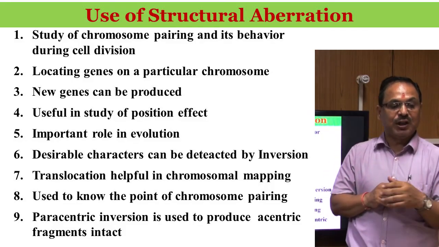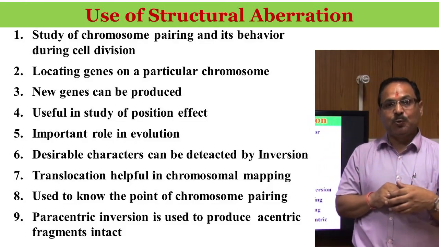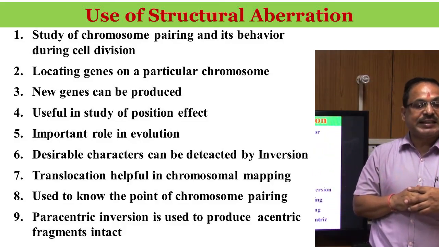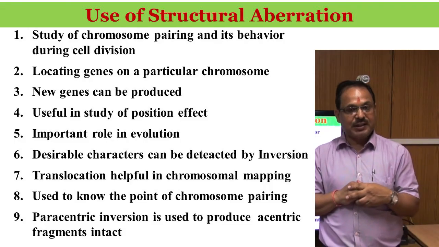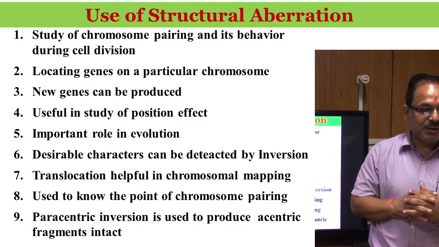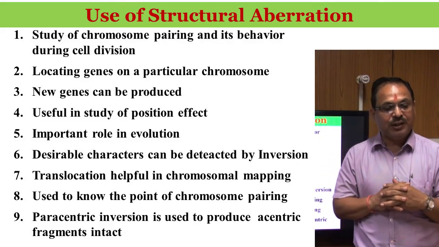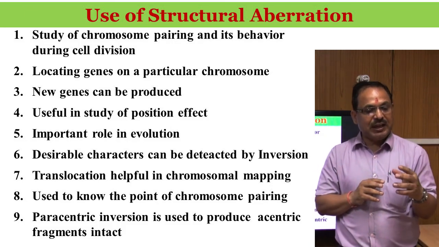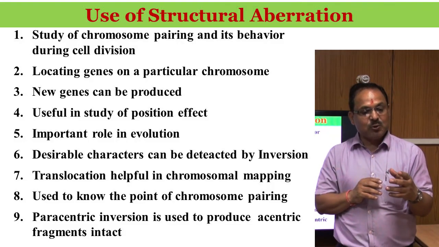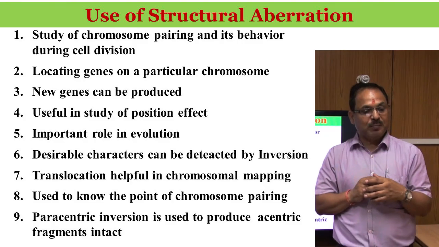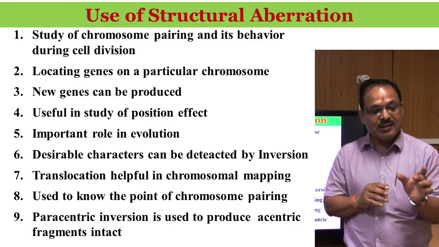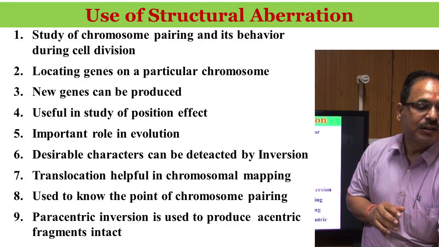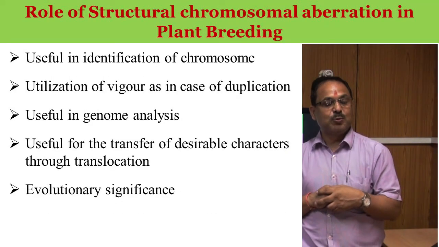Sometimes it also produces new genes like duplicate genes and polygenes with these structural aberrations. It is useful in studying the position effect of genes, which is very important, and it plays a greater role in the process of evolution. Sometimes desirable characters can be detected by inversions. Translocation may also be helpful in chromosomal mapping. The process of paracentric inversion is used to produce the acentric fragment intact. This is also a significance of chromosomal aberrations.